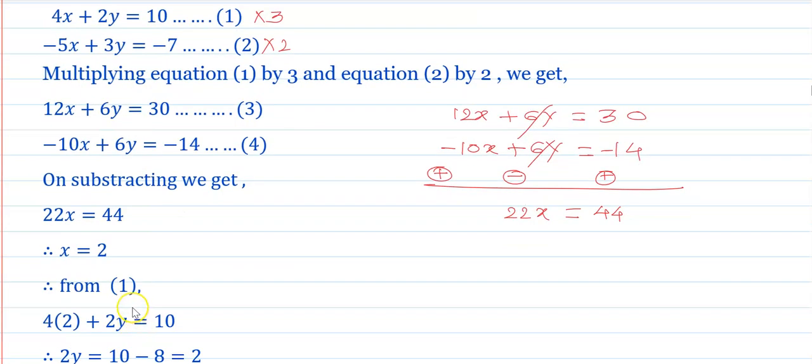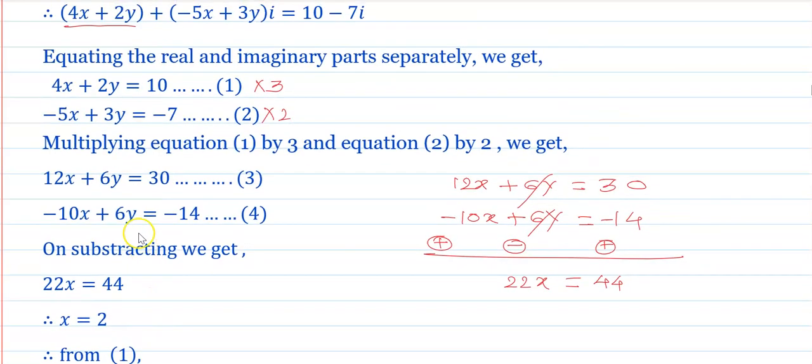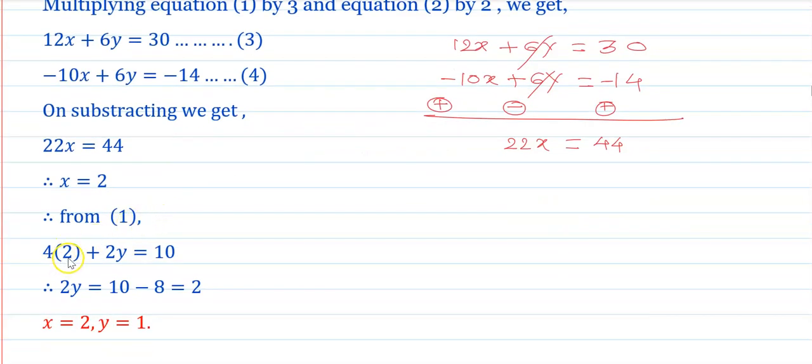Put x is equals to 2 in equation number 1. That is 4x plus 2y is equals to 10. x is replaced by 2. 4 into 2, you will get 8. 8 plus 2y is equals to 10, and therefore 2y is equals to 10 minus 8, you will get here 2. And that's why 2y is equals to 2, and hence y is equals to 1. Therefore, the values of x and y are x is equals to 2 and y is equals to 1.